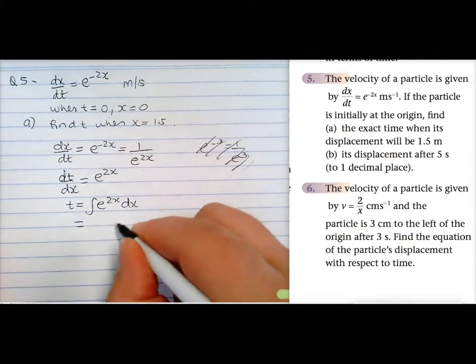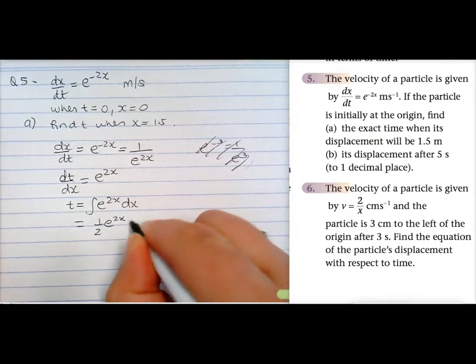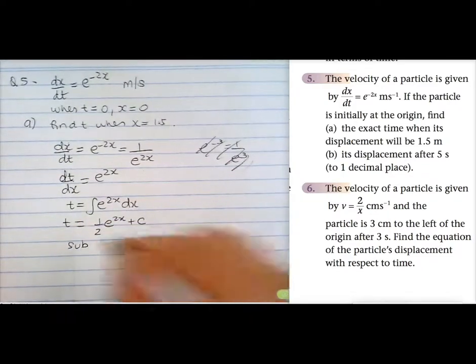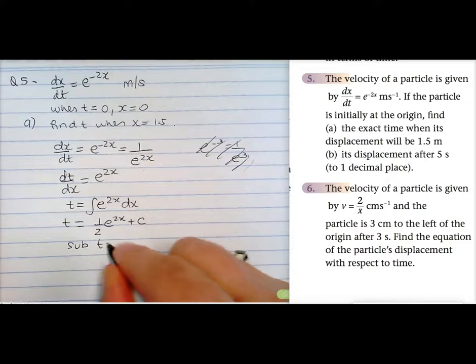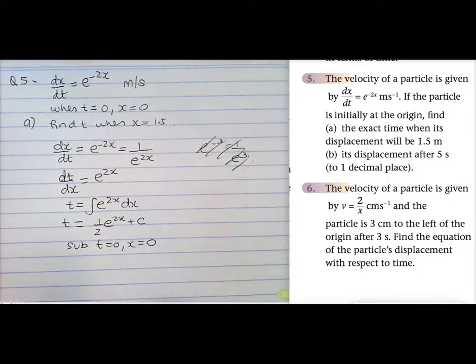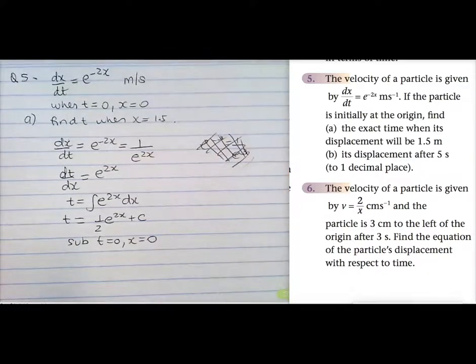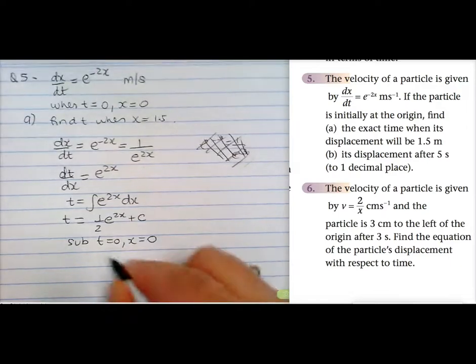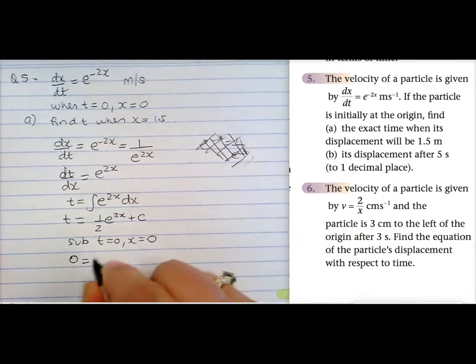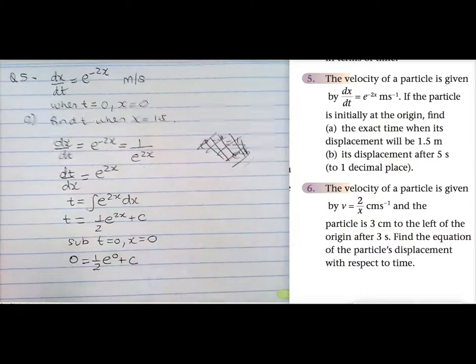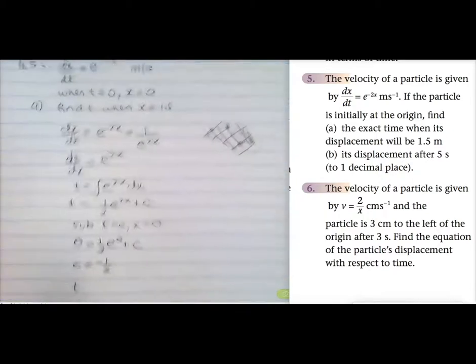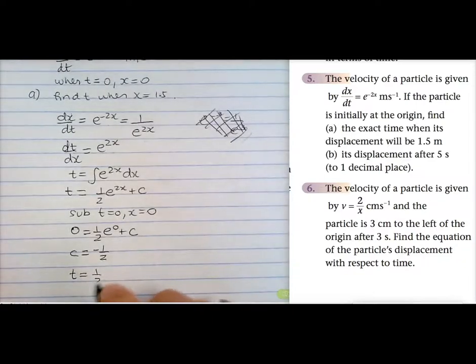Is it the 1 on 2? 1 on 2, e to the 2x plus c. Then you'll substitute. T is 0, x is 0. Keep going. We'll get that 0 is a half e to the 0 plus c. Well, e to the 0 is 1, so what does c equal? So therefore, t is a half e to the 2x minus a half.